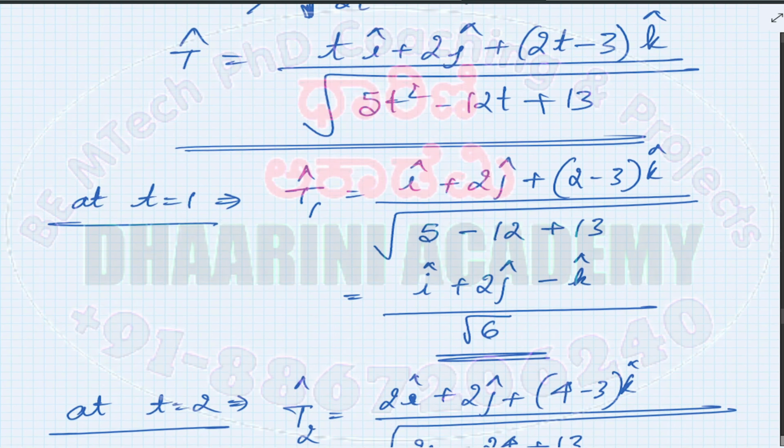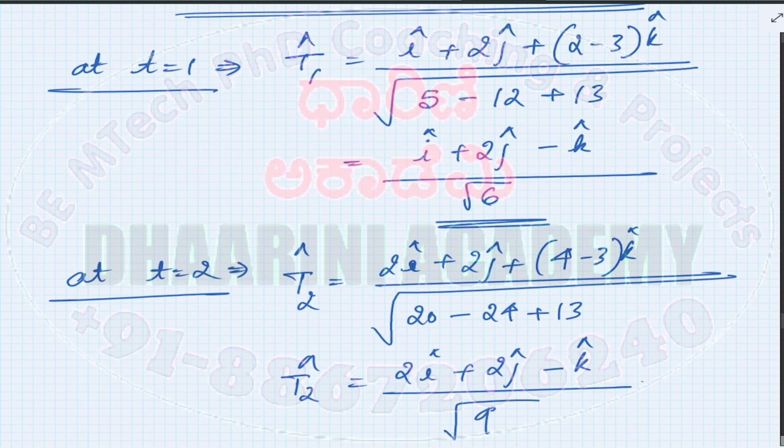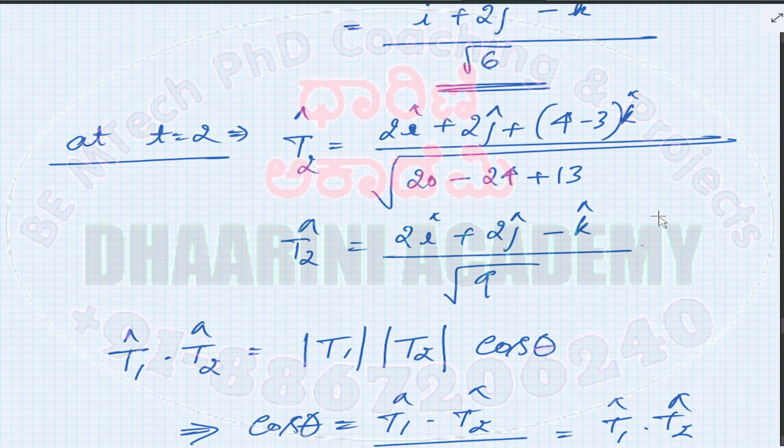Then we have another term, that is t equal to 2. So when you have t equal to 2, we'll write it as t2 cap. Once again, substitution of t equal to 2 will give me t2 cap equal to 2i plus 2j minus k whole divided by root 9. Right, now I want the angle.